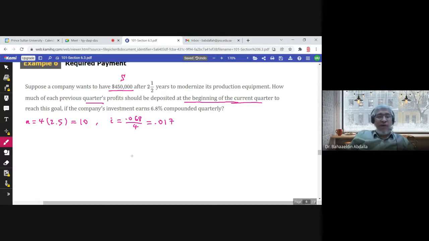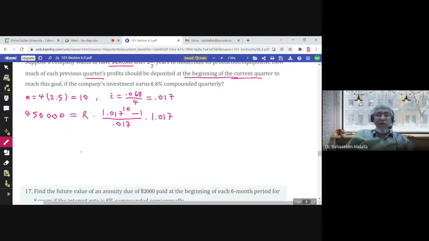So now I have the future value, which is 450,000 equals R, which is not known, times 1 plus I, so 1.0117 to the power n, which is 10, minus 1 over I, which is 0.0117 times 1.0117, annuity due. And how to find R? You can divide all of this by all of this.